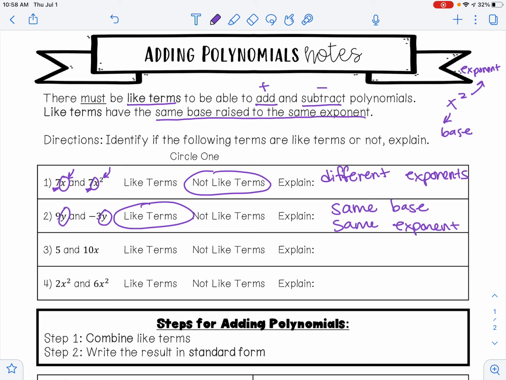For example 3, we have 5 and 10x. These are not like terms because this term has an x while the 5 does not. So they have different bases.